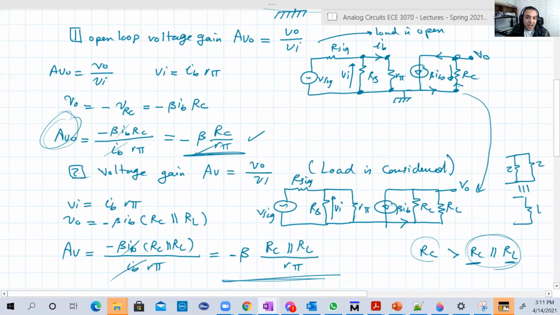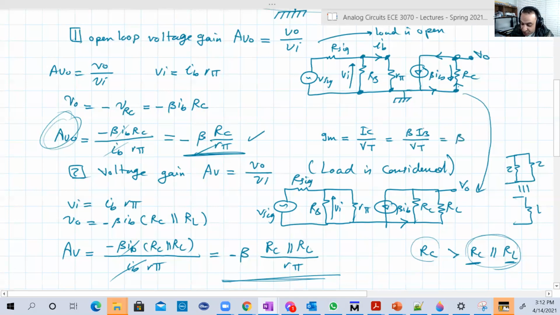Another and final note is that we previously deduced AV as GM RC, if you guys remember, without using the equivalent circuit model. We deduced it using derivatives and so on, and AV is GM RC, which is basically equivalent to this. It's no different. GM is basically IC over VT. And IC is beta IB over VT.